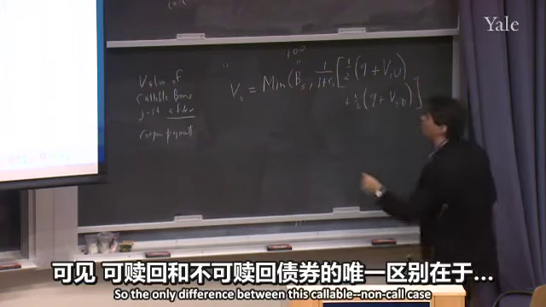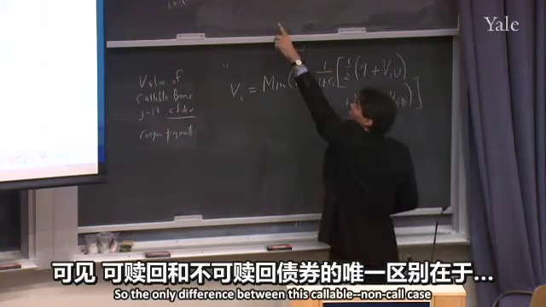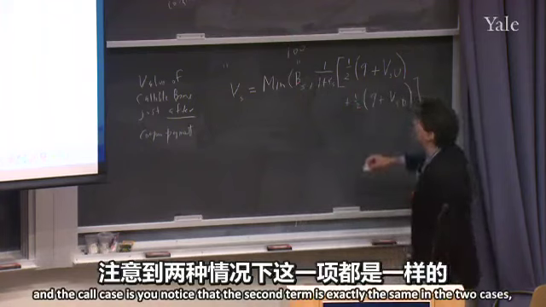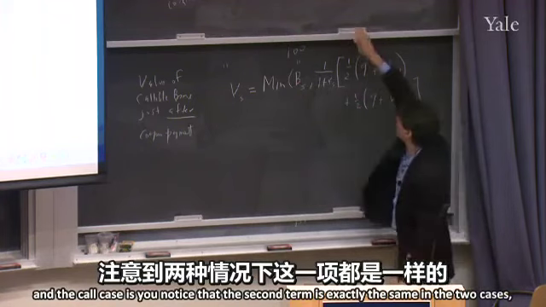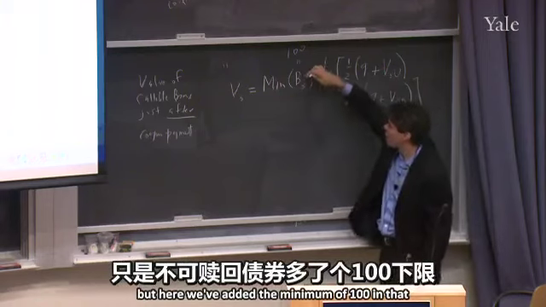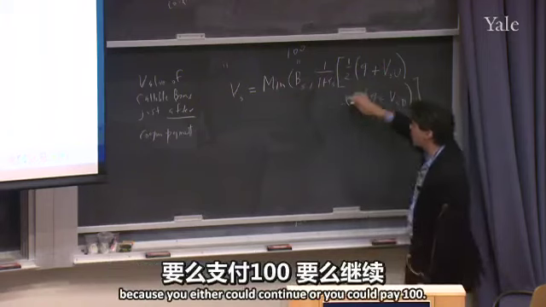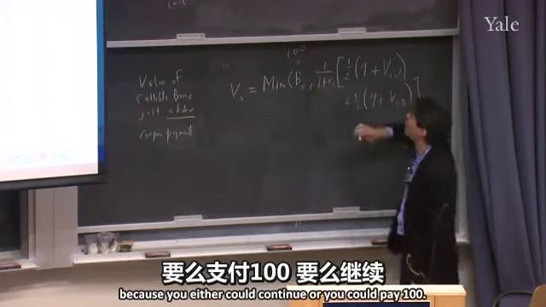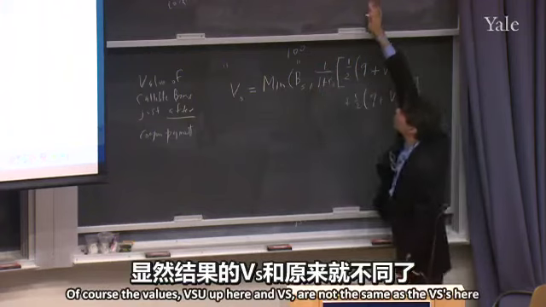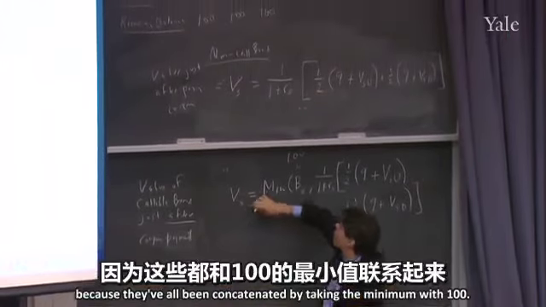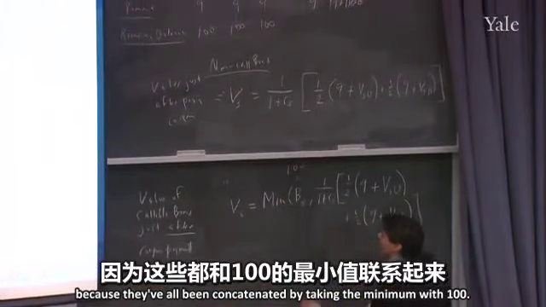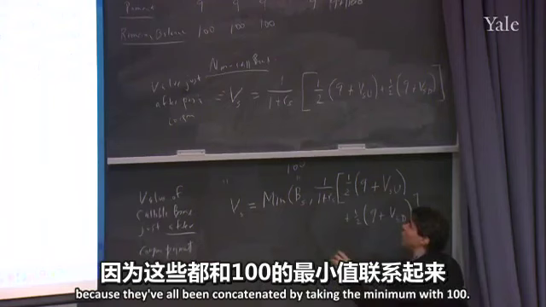The only difference between this callable case and the non-callable case is that the second term is exactly the same in the two cases, but here we've added the minimum of 100, because you either could continue or you could pay 100. Of course, the values VSU up here and VS are not the same as the VS's here, because they've all been modified by taking the minimum with 100.